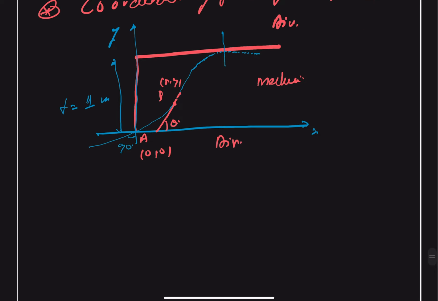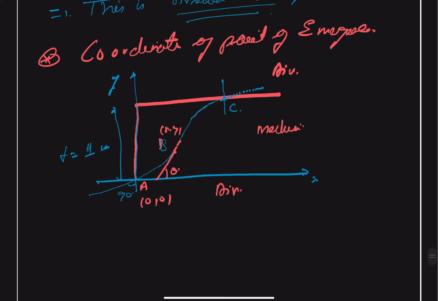Okay, one second, sorry, I drew it wrong. So it will be going somewhere like this. So we have to find the point of emergence. This is A, this was our B, let us call this point C. So we have to point out the point of emergence, that is point C.